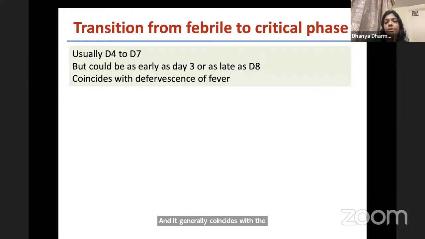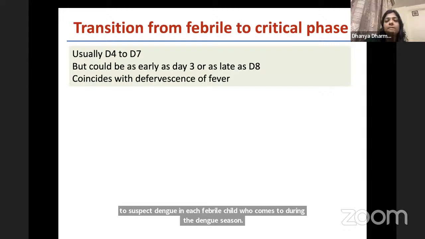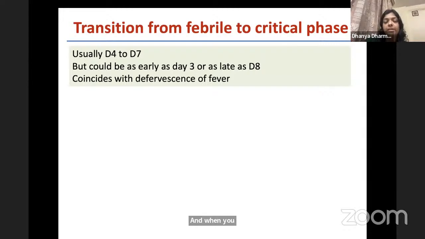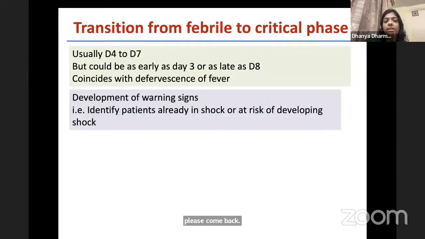So this is very important when you see a febrile patient in your OPD. When you counsel about the fever, first of all, you need to suspect dengue in each febrile child who comes during the dengue season. And when you counsel, you must explain to the parents, even if the fever goes and the child continues to look dull or passing less urine or has other signs like vomiting, please come back. Because generally the defervescence of fever is taken as well-being by the parents, so that's important.